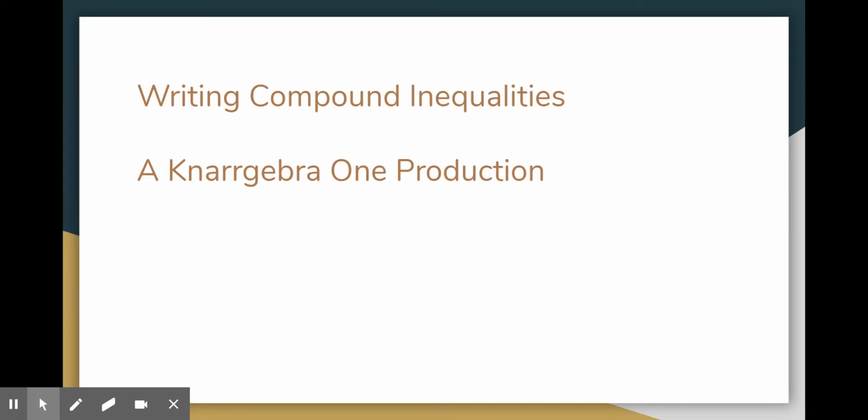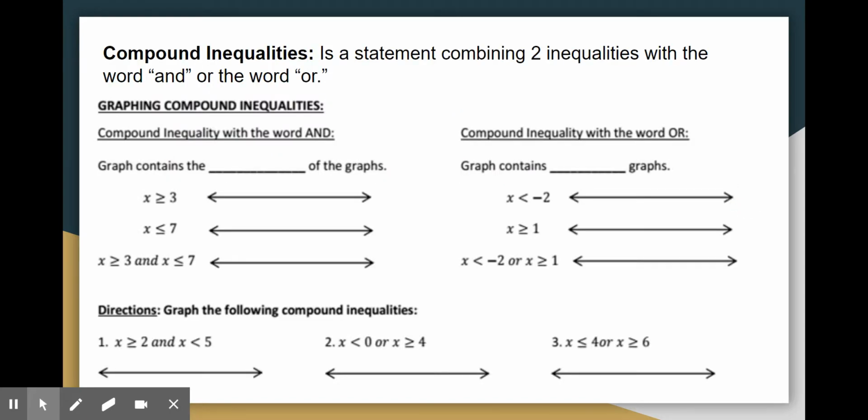Okay, so a compound inequality, real quick, is exactly like a compound word that you learned when you were a kid. A compound word is a word that's made up of two other words. So, for example, sunflower is made up of sun and flower. That's what a compound inequality is as well. In math, a compound inequality is a statement that combines two inequalities with the word and or the word or. So one of those two words will be in between your two inequalities.